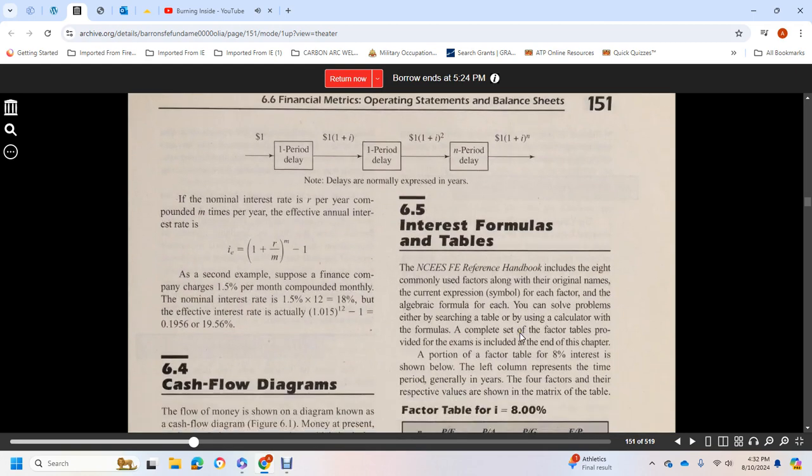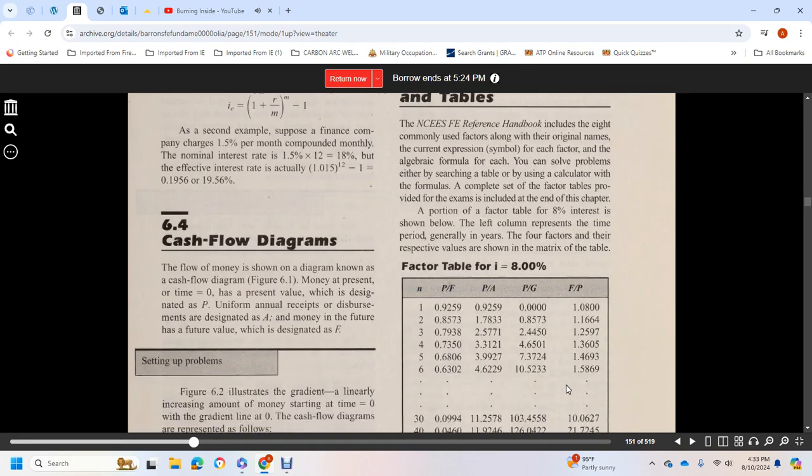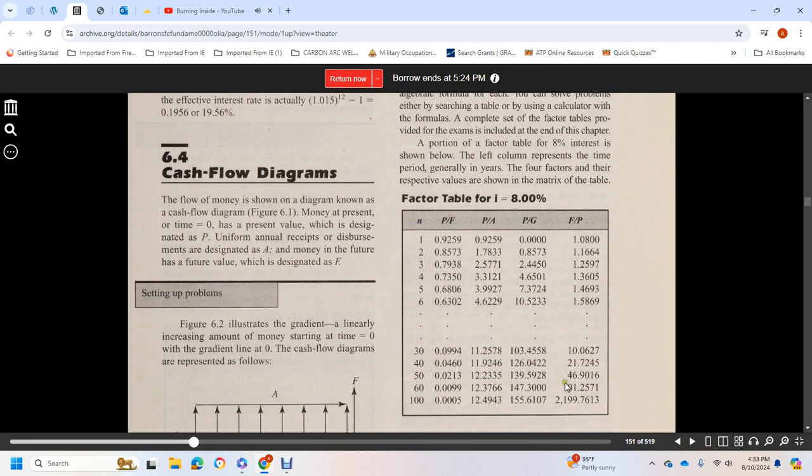6.5 Interest formula and tables. The National Council of Examiners for Engineering and Surveying Fundamentals of Engineering Reference Handbook includes 8 commonly used factors along with their names and current symbols, with the algebraic formula for each. You can solve the problems either by searching a table or by using a calculator with the formulas. The complete set of factor tables is provided with the exam, and a portion of the factor table at 8% interest is shown below. The left column represents the time period, generally in years, of the factors, and their respective values are shown in the matrix table.